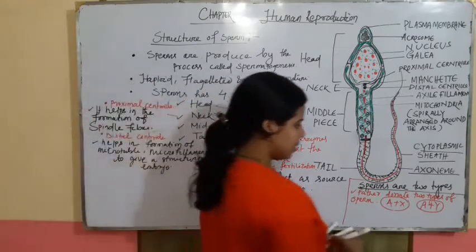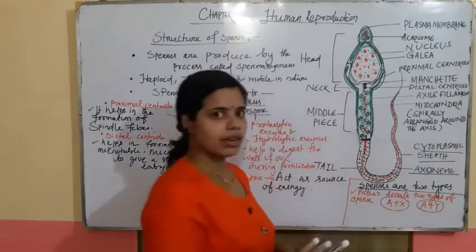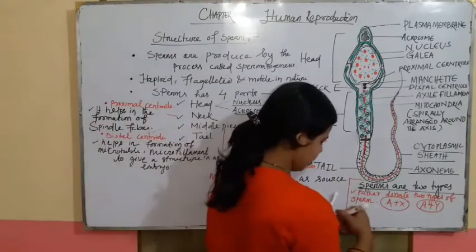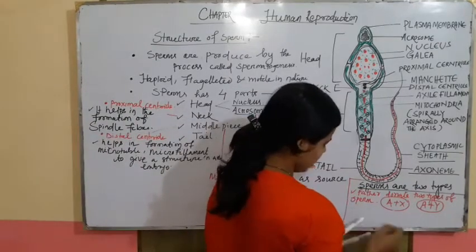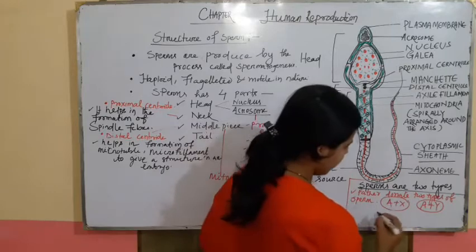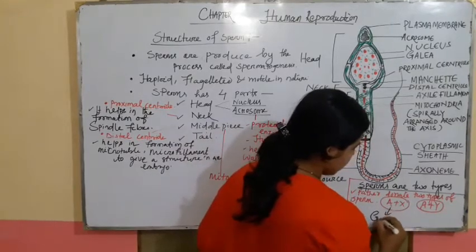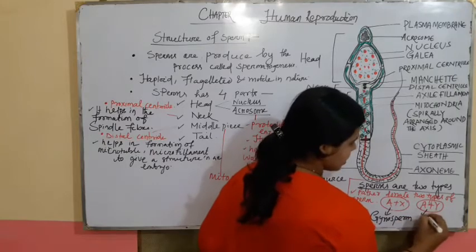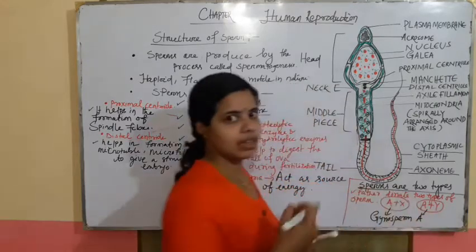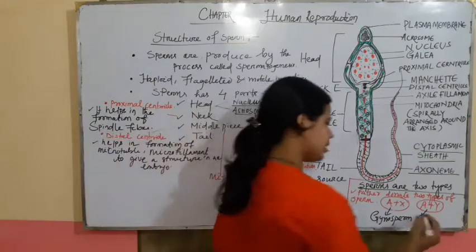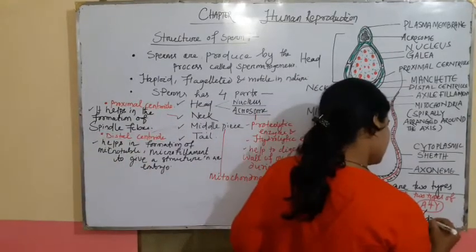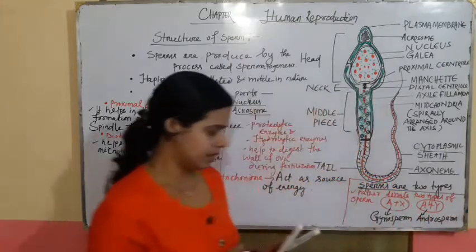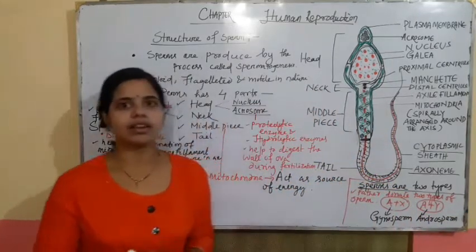So suppose the father donates the X chromosome, the sperm is called a gynosperm. And if the father donates the Y chromosome, then it is called an androsperm.